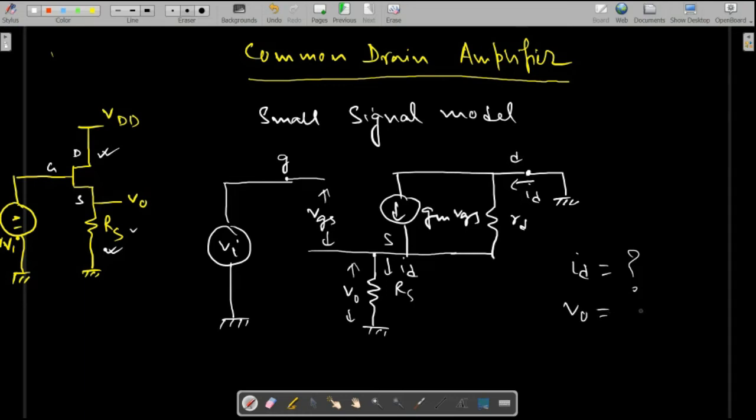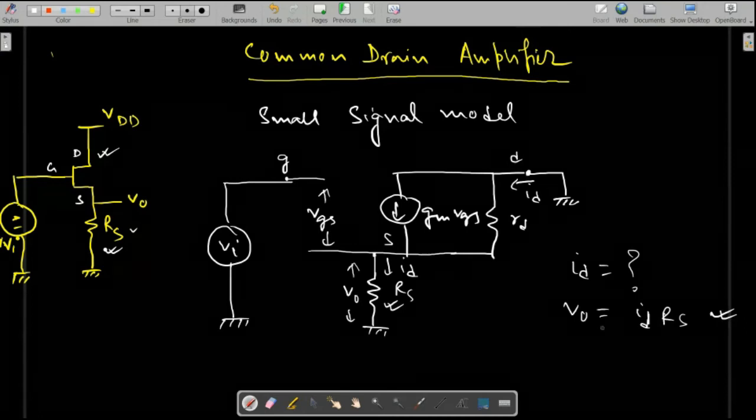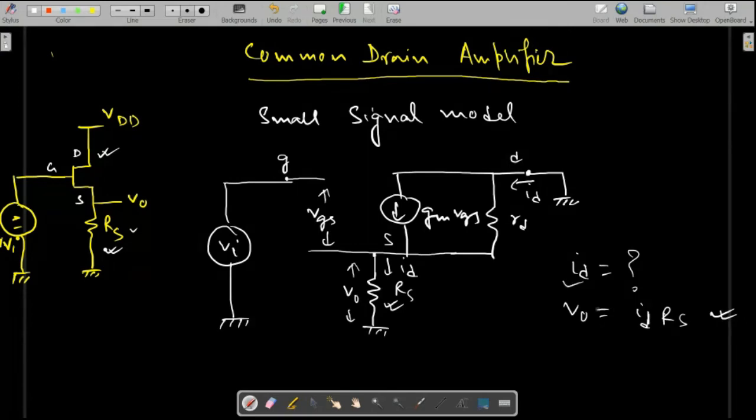So V naught equal to ID into RS. Check. V naught is the voltage drop across this resistance, that is ID into RS. Okay. So if we can find out what is the value of ID, we can easily calculate the value of this. So first go to the input side KVL.